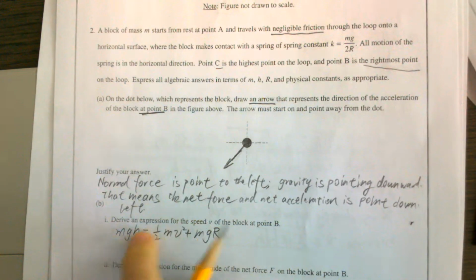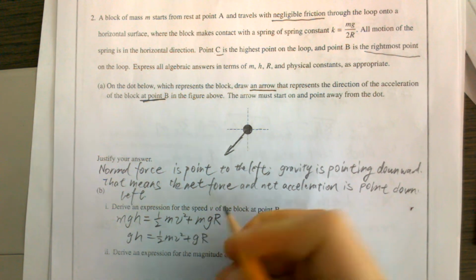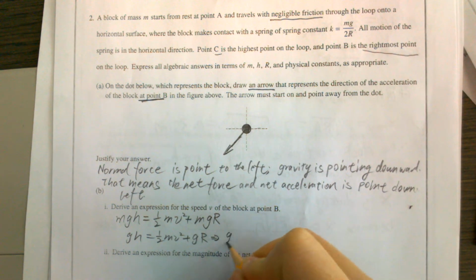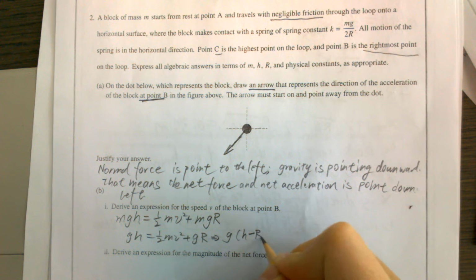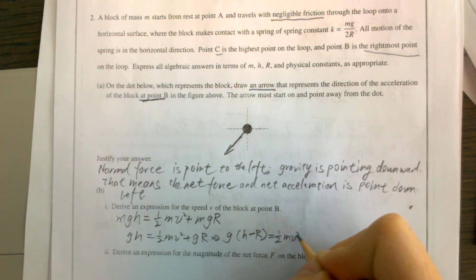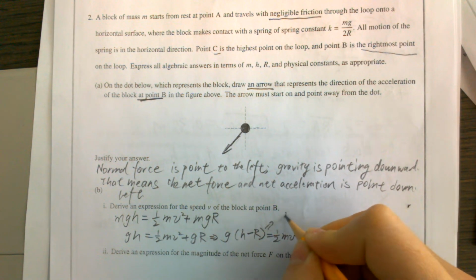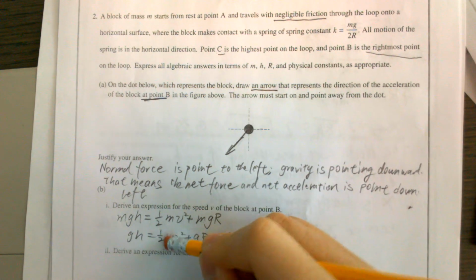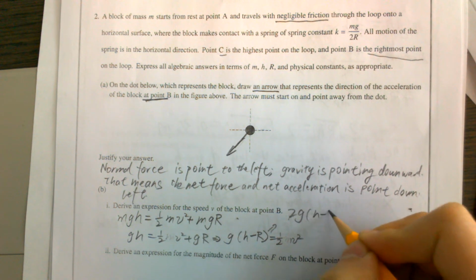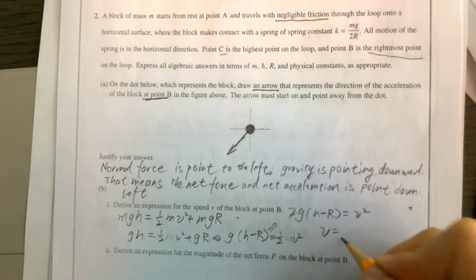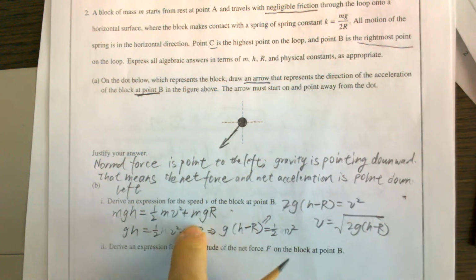So m can all be cancelled, so it's gh equal to 1/2 v squared plus gr, which gives g times (h minus r) equal to 1/2 v squared. So 2g times (h minus r) equals v squared, so v is equal to the square root of 2g(h minus r). That's the speed of the block at point B.